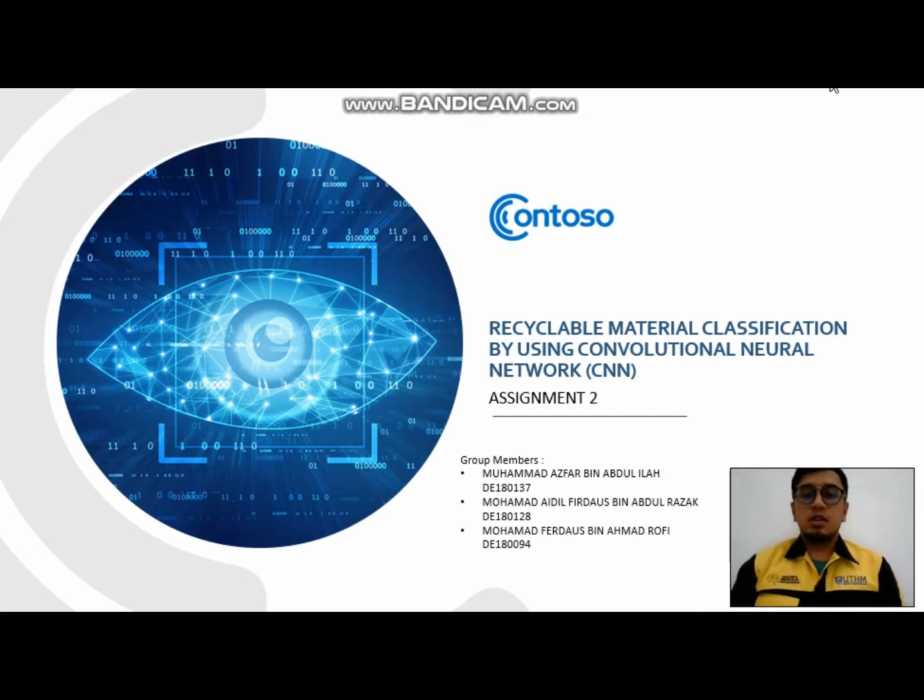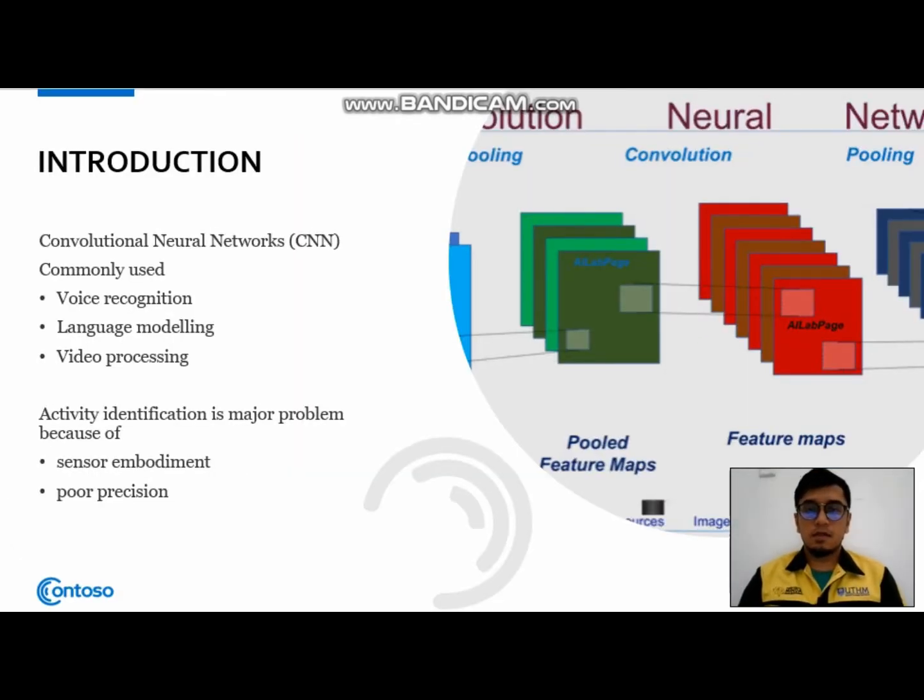So basically we're going to present our task, which is recycle material classification by using a convolutional neural network, which is CNN. Okay, before we answer the task question, we go to the introduction first.